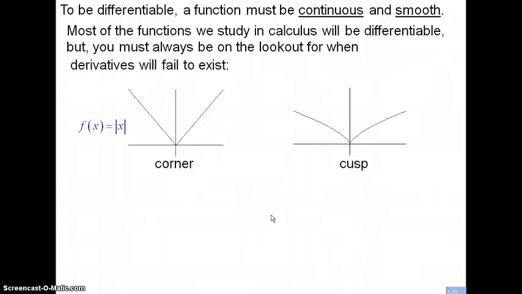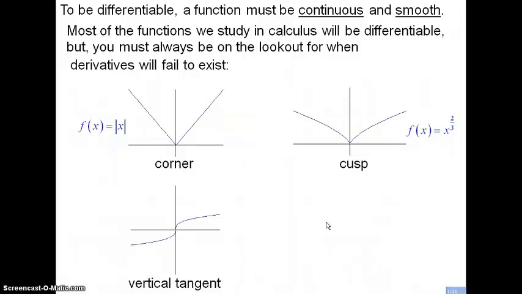Here's another function that actually has a cusp. For example, x to the 2/3 has a cusp. It is a continuous function, well defined everywhere. Any x value I want to put in this function machine will get me a well-defined output value. However, when I take the derivative of this function, it will fail to exist at x equals 0 because there is a cusp on that function.